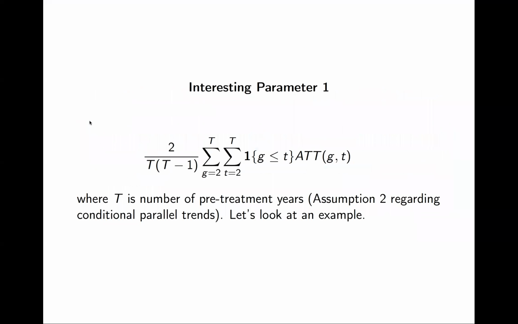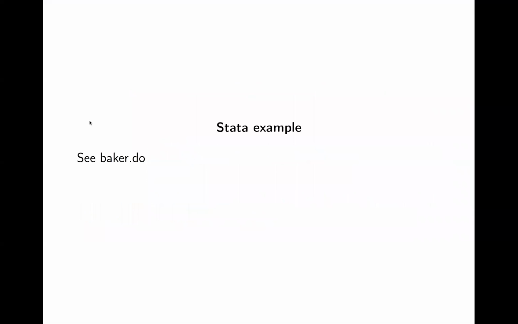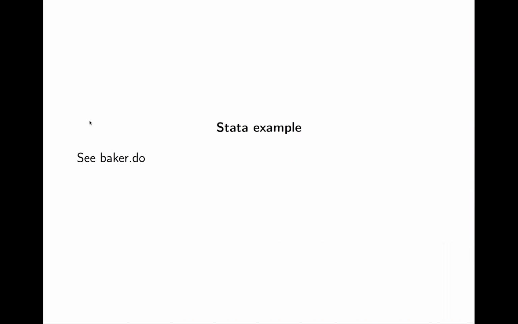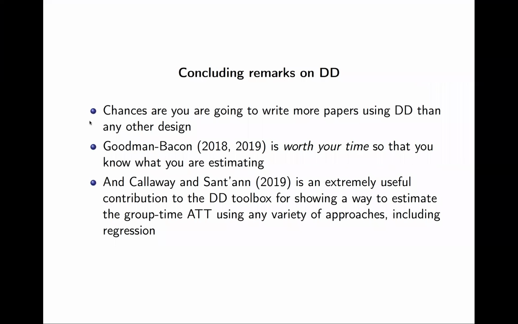All right. So in conclusion, they also proposed this bootstrap procedure to conduct asymptotically valid inference, which can adjust for autocorrelation and clustering. So in conclusion, chances are you're going to write more papers using diff and diff than any other design your whole life. It's just very common because the opportunities are there all the time. So in my opinion, there's basically 3 papers that are worth your time. Goodman-Bacon 2018, Callaway-Sant'Anna 2019, and a paper I didn't get to cover called Sun and Abraham 2020.